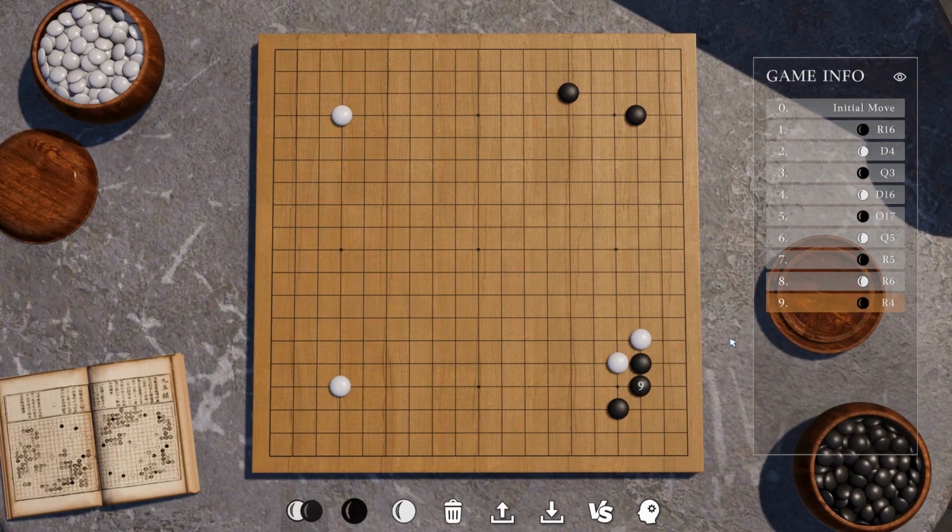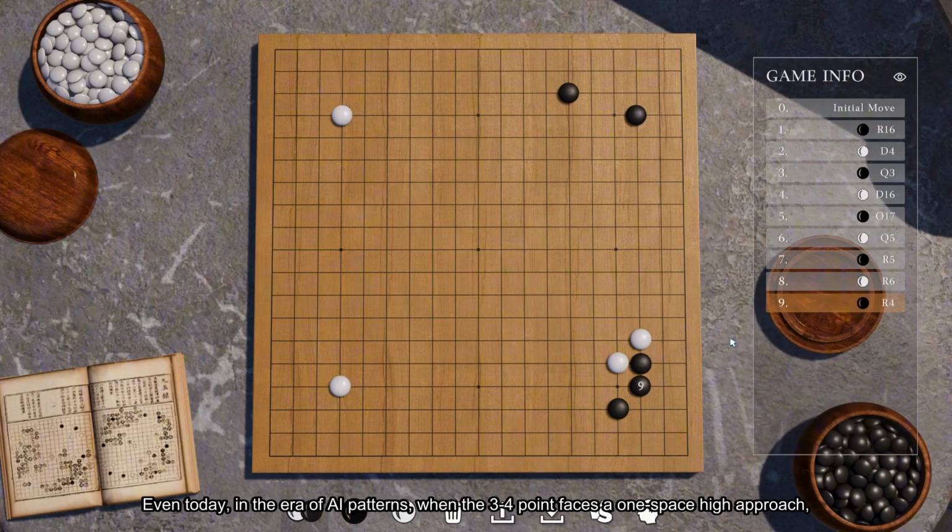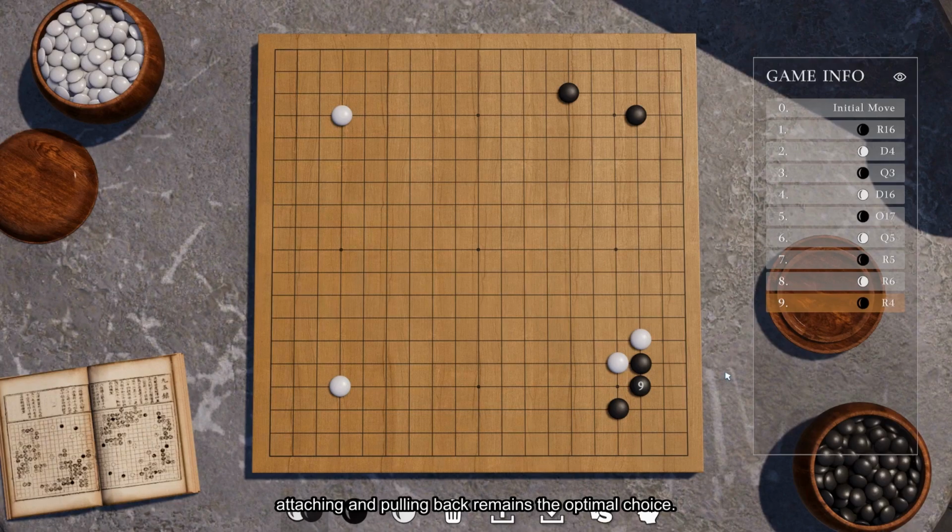without a doubt. Even today, in the era of AI patterns, when the 3 to 4 point faces a one-space high approach, attaching and pulling back remains the optimal choice.